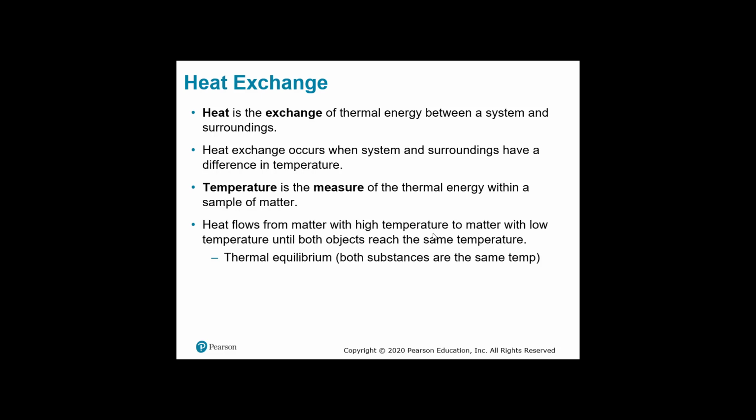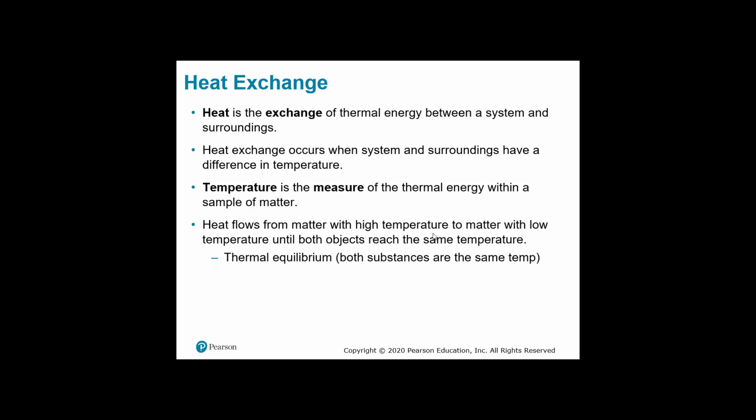There is a temperature difference there. The thermometer, or temperature, is a measure of the thermal energy. So this is how we are able to determine temperature differences from final and initial. Eventually, heat flows from matter with high temperature to matter with low temperature until both objects reach the same temperature. That basically means that your cocoa is going to eventually lose heat, the surroundings are going to gain heat, and there is going to be a temperature that both are met at, and that's going to be thermal equilibrium.